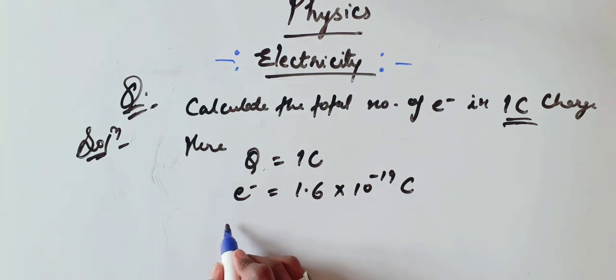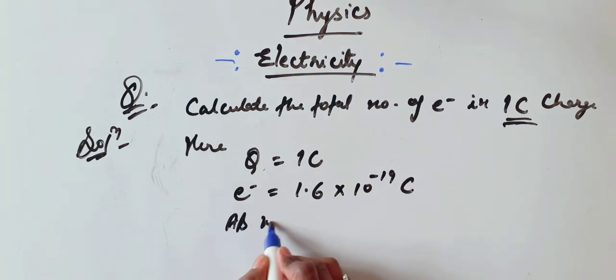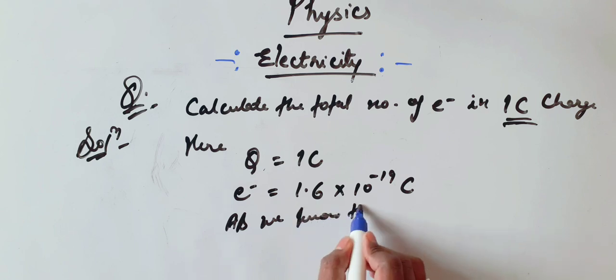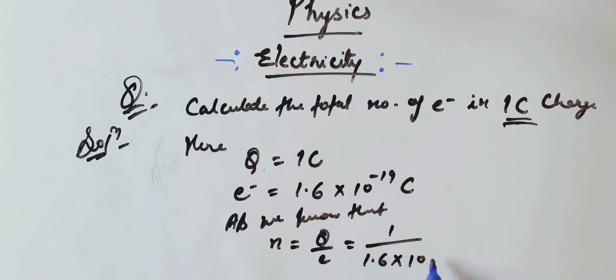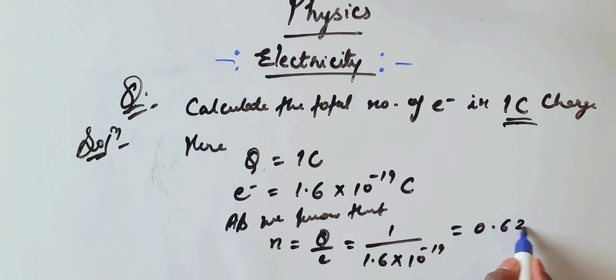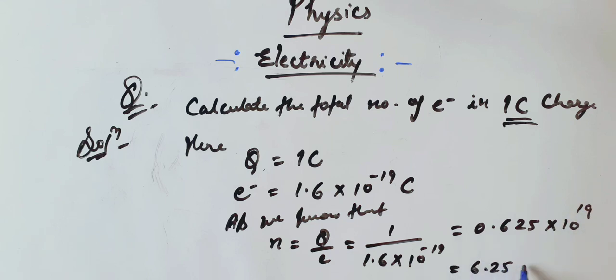Okay, so as we know that n will be equals to q by e. Okay, what is the value of q? It is 1 coulomb, and the value of charge on electron is 1.6 into 10 to the power minus 19, which will be equals to 0.625 into 10 to the power 19, or you can say that 6.25 into 10 to the power 18.